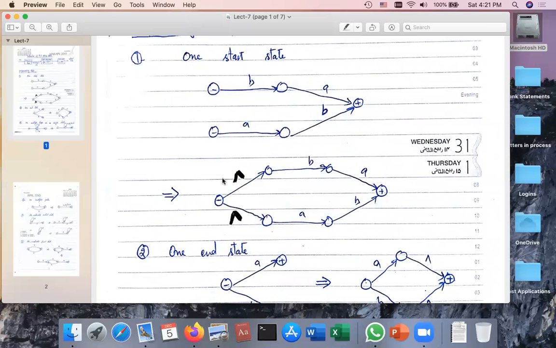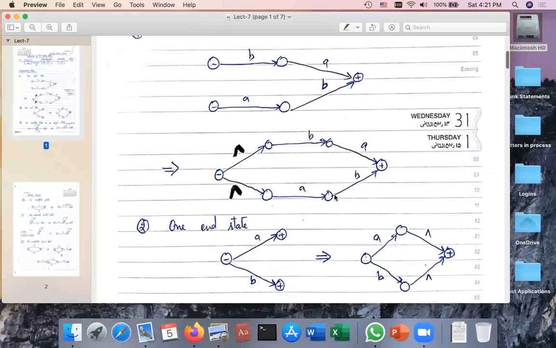We know the null transition from our previous lecture. So we can simply introduce a new state, which we can call the initial state, and then we can introduce the null transition towards those states here. So this is the first rule.